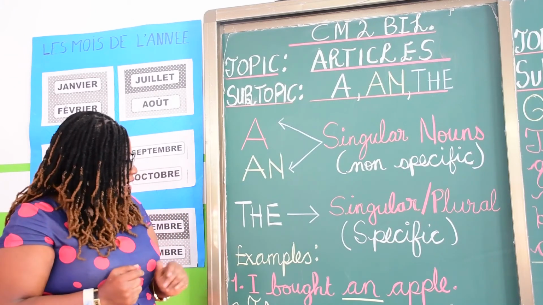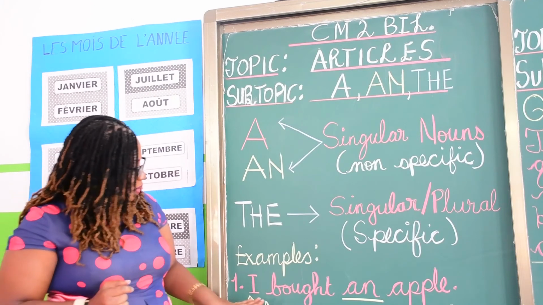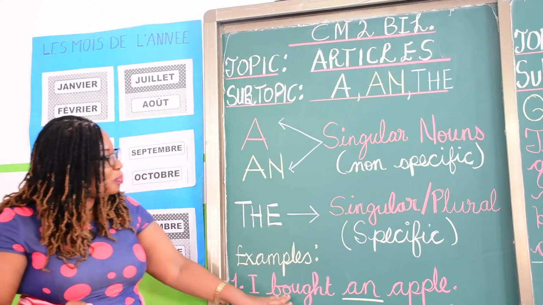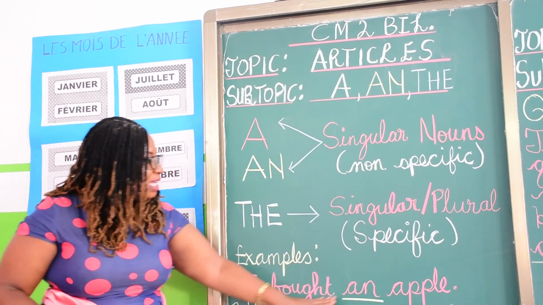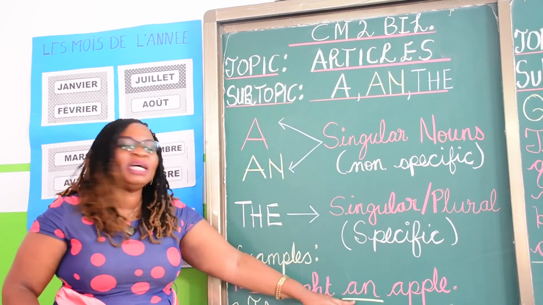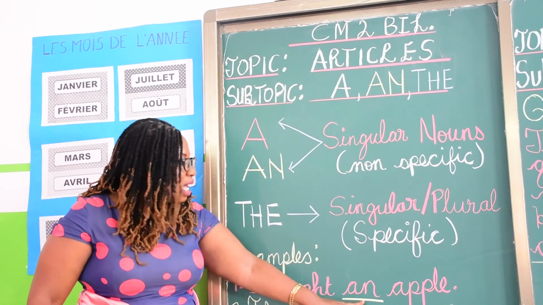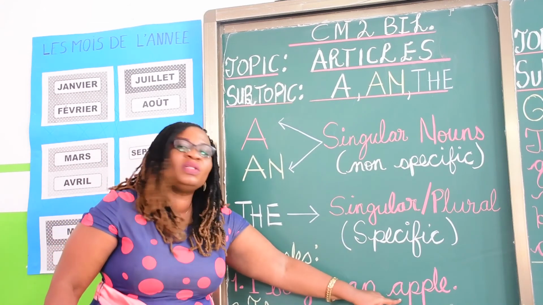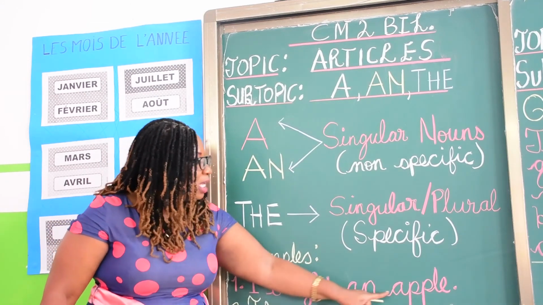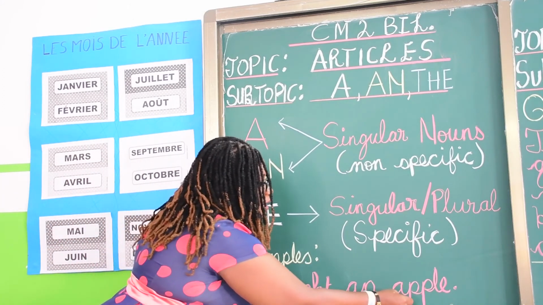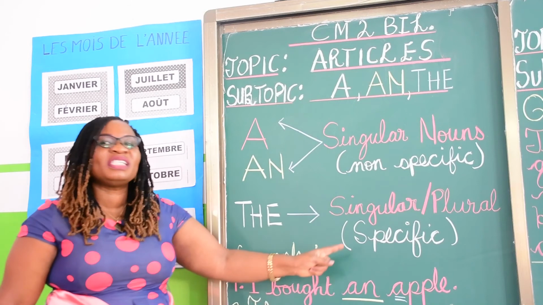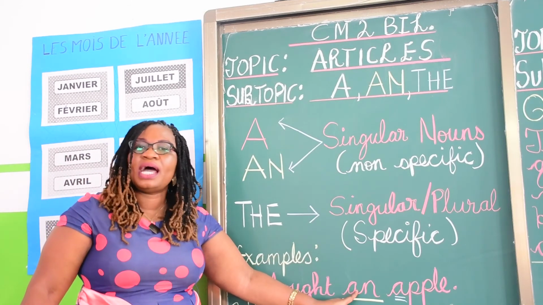Now let's look at the examples on the board. One, it says, I bought an apple. Now why am I using an? I'm using an here because one, apple is singular, and two, it begins with a vowel. And so I cannot use a, I have to use an.